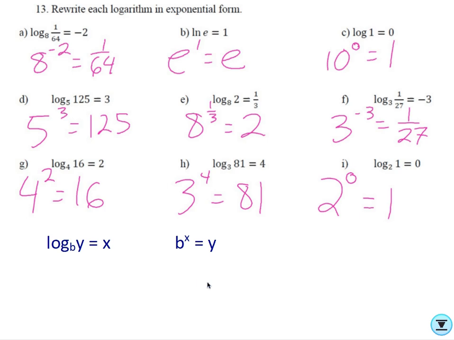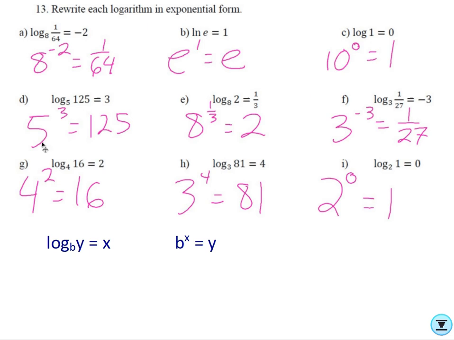And that's what we'll do in number 14. So for 13, we've got log base 8 of 1 over 64 equals negative 2. That turns into 8 to the negative second power is 1 over 64. B, ln of e is 1. Remember, ln is our natural logarithm. It is log base e, which means that the base here is e. This is our exponent 1, and then the y is e. Log of 1 is 0 for letter C. There is no base, and it's a log, not ln. The base is 10. The exponent is 0, and then the y is 1.